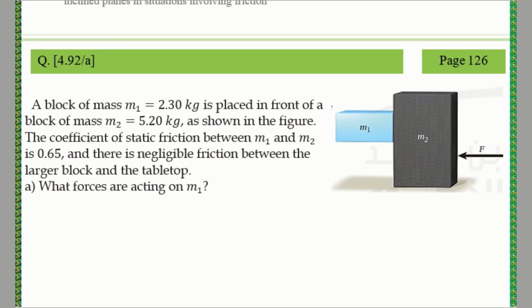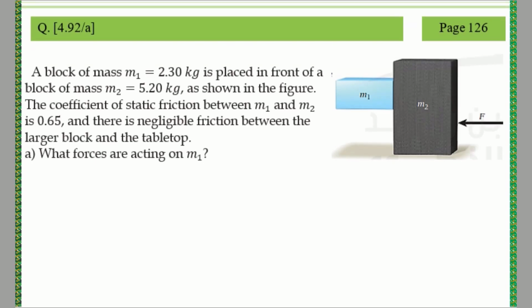Before we continue with the rest of questions, I will only discuss the questions mentioned by the coverage. Okay? Now we are going to question number 2. It is in the book, page 129. The question is 4.92, branch A.